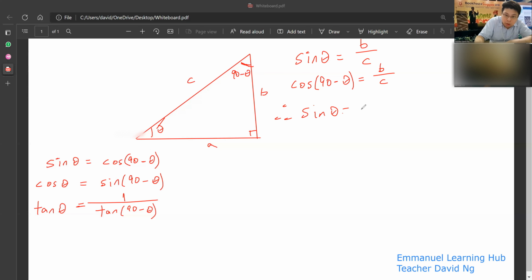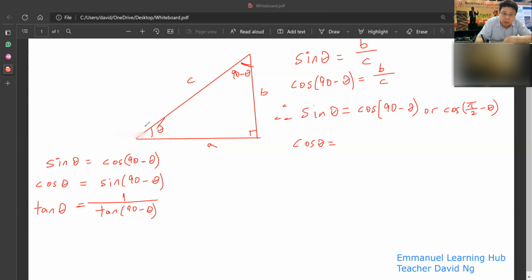Okay? That is the reason why sine theta is equal to cosine 90 minus theta, or cosine pi over 2 minus theta. Okay, radian mode, degree mode. Clear? Okay, then the other one, cosine theta, right?